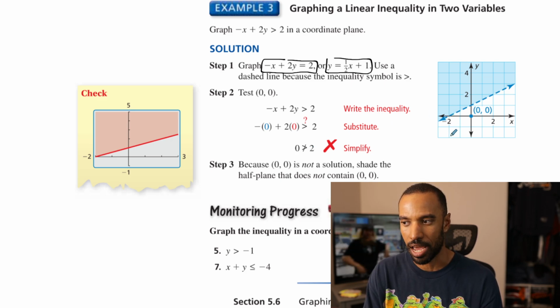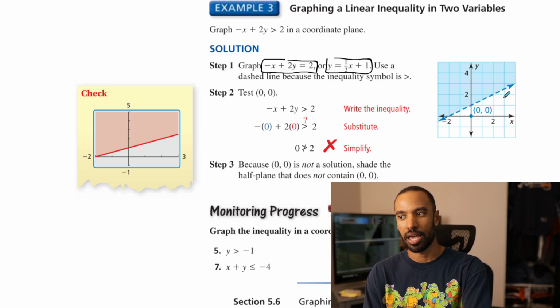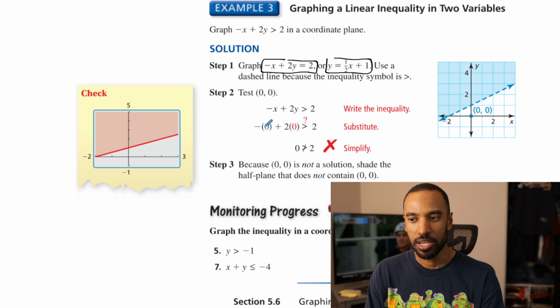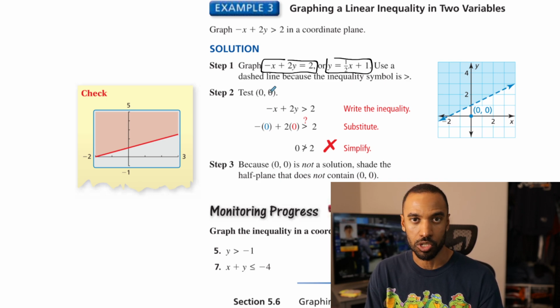0, 0 is not a solution. Neither will be anything on this side of the boundary line. Now, I did want to make mention, and I said it before, just because x is 0 doesn't mean there aren't y values that will be solutions.